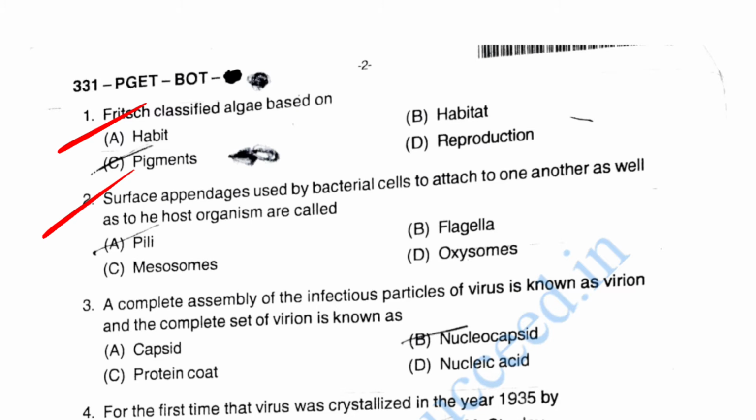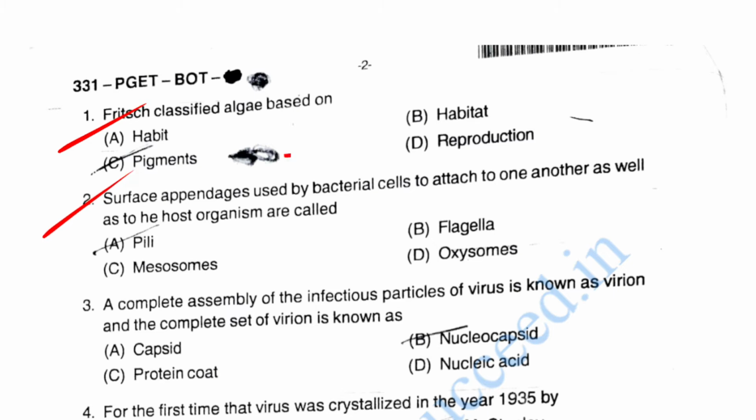Now move on to the second question. Surface appendages used by bacterial cells to attach to one another as well as to the host organism are called dash. So what is the surface appendage by which a bacterial cell gets attached to another bacterial cell? We can consider the process of conjugation.